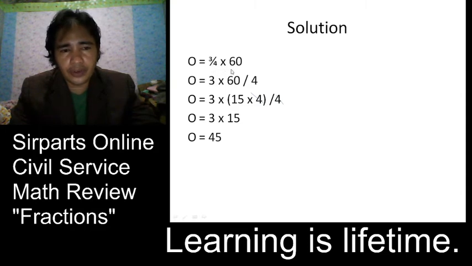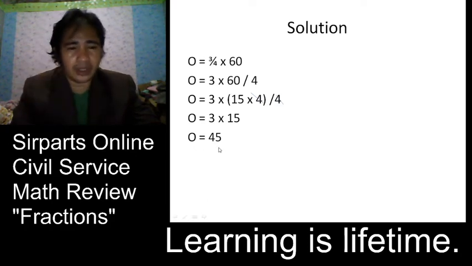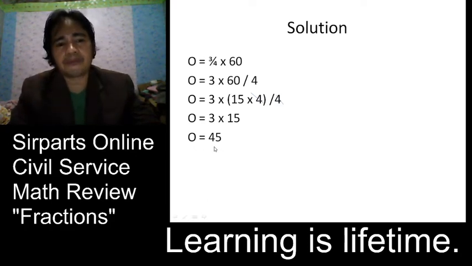O equals 3/4 times 60. So what we did is we multiply 3 by 60 divided by 4. And then we think of a number that is a factor of 60. So that's 15 times 4. Okay, 15 plus 15, 30, plus 15, 45, then 60. So that we could cancel this out, then we could have 3 times 15, which you are already familiar with. O equals 45.